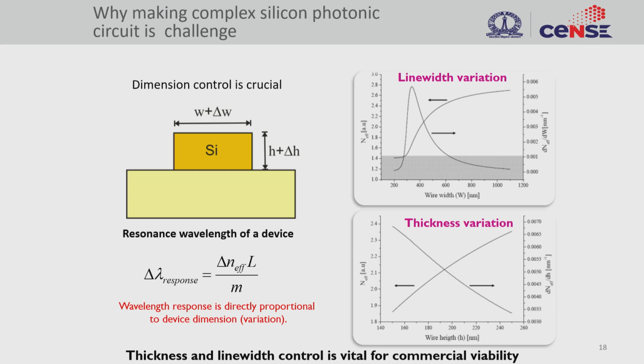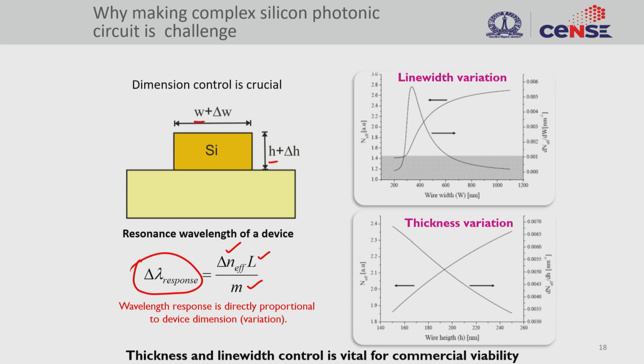So this is something that I would like to elaborate on, where your variability, either width or height variability, will directly affect the performance. In this case, we are looking at the resonance of a certain device, which depends on the density of this material and the optical path length L, right? So there is a length of this device and the density of this device. So you will have a change in the response based on change in this, right?